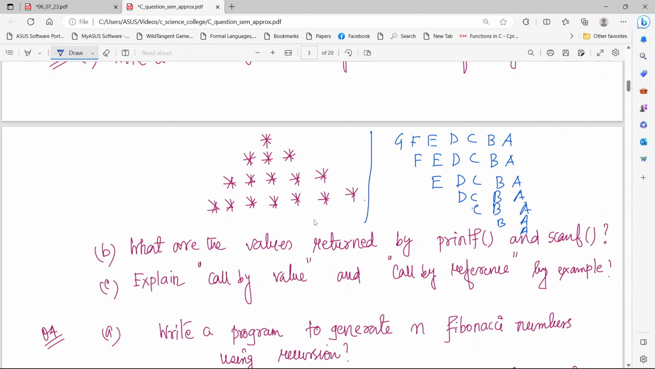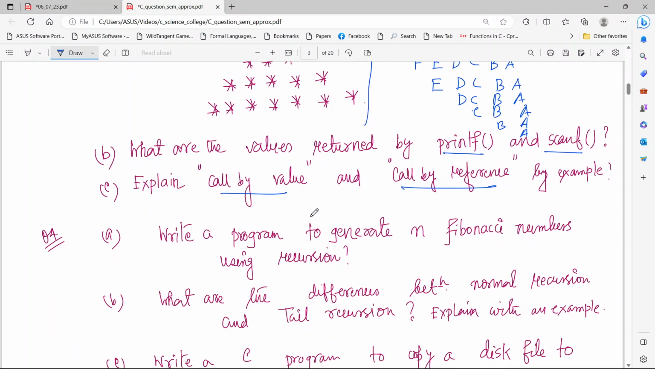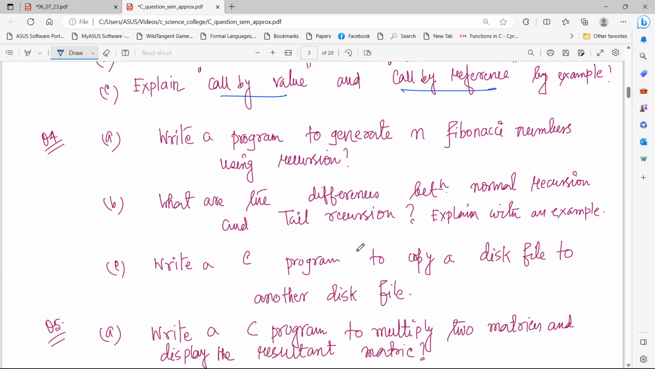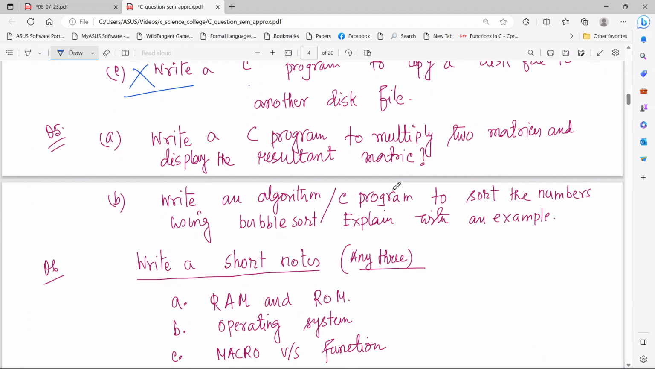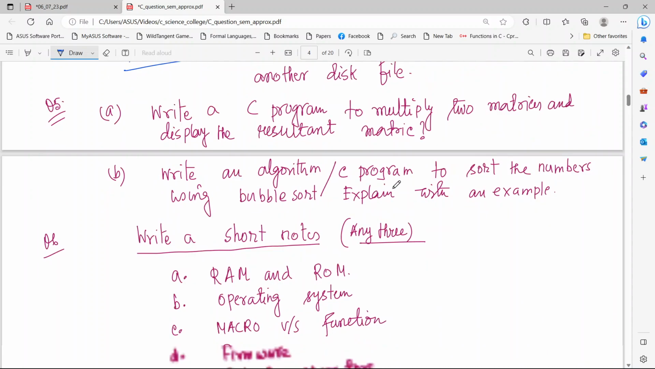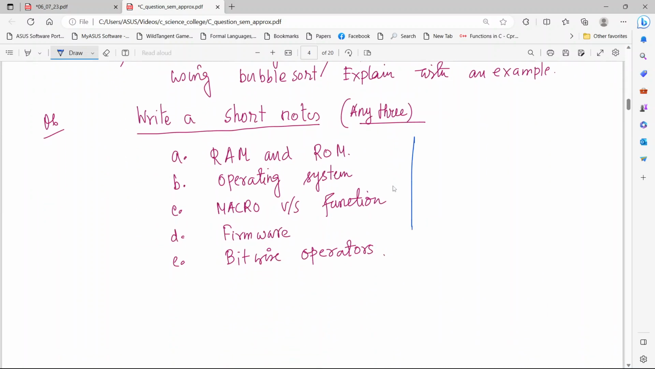What are the values written by printf and scanf? What is meant by call by value and call by reference? Fibonacci numbers using recursion, that is not needed. If you have tail recursion, then you can go through this. That is also not needed. A resultant matrix, sort the numbers, bubble sort, and these are the things that you can go with.